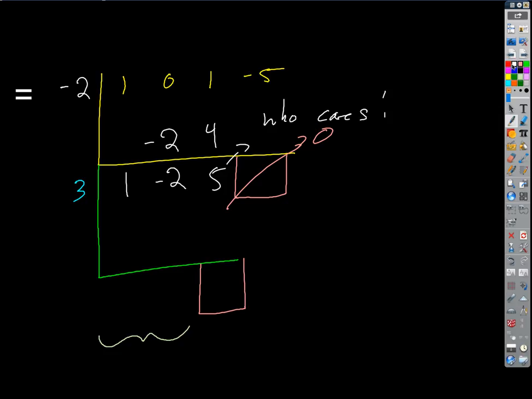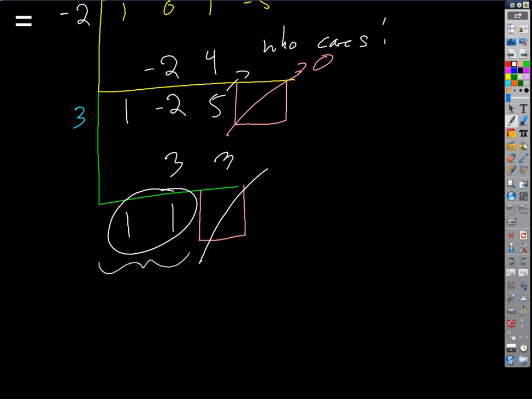Isn't this cool? Then you go down here and do it again. You bring the 1 down. 3 times 1 is 3, plus negative 2 is 1. And then once again, who cares? That's our answer, right? How quick is that? x plus 1 is the slant asymptote, right? So that only works if you've got a factorable denominator, but when you do, that's so much quicker than doing a big long division problem, right?